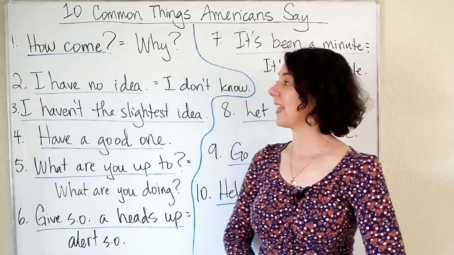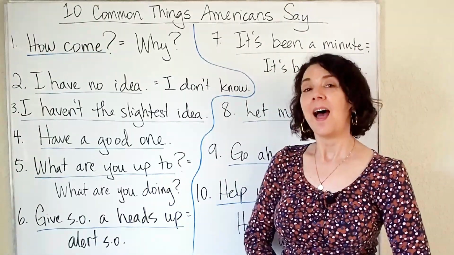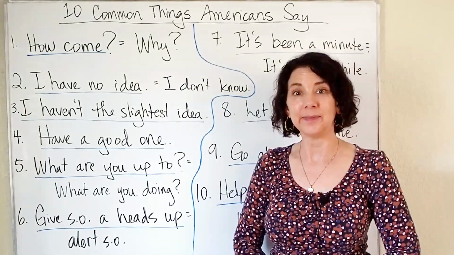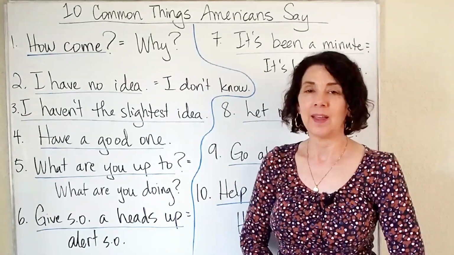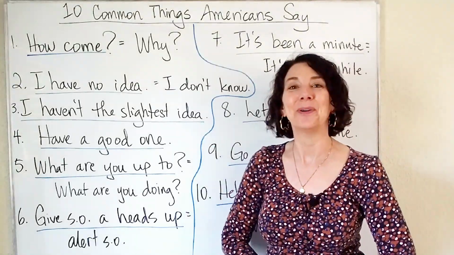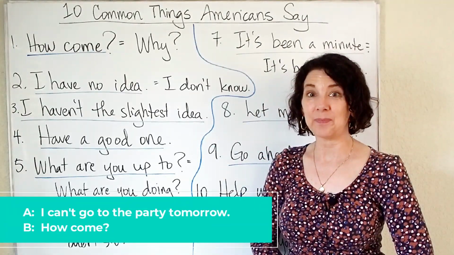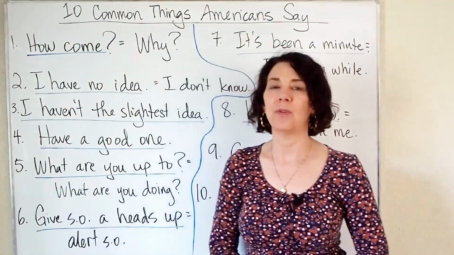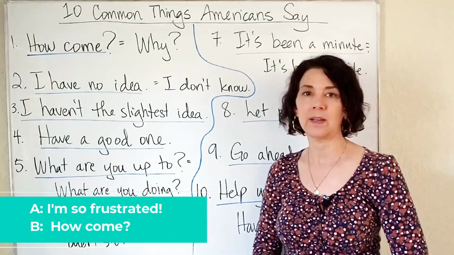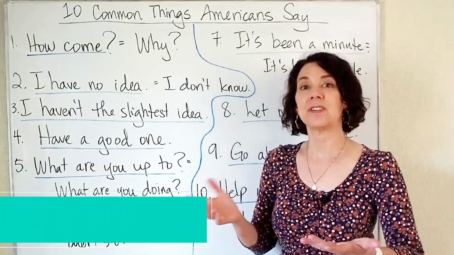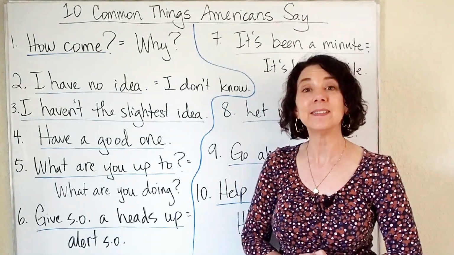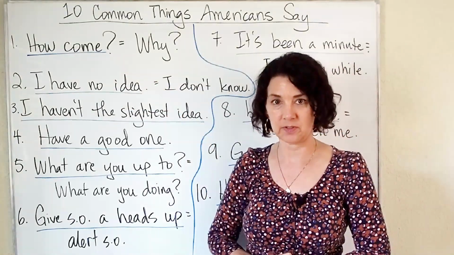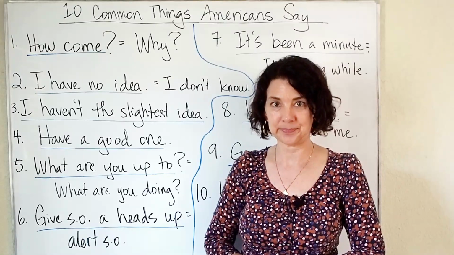So first, let's look at how come. How come is a very informal way of saying why. How come? I don't know why we say this, but we do. For example, I can't go to the party tomorrow. How come? Or, I'm so frustrated. How come? So it's just another way to ask why, but it is considered informal. So you don't want to use this one in formal situations or in writing.